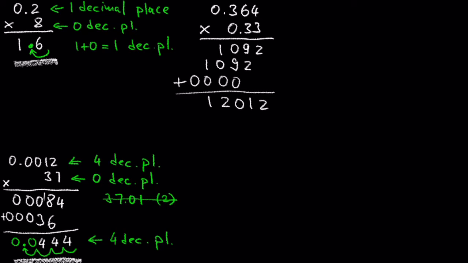0.364 has 3 decimal places after the decimal point, and 0.33 has 2 decimal places after the decimal point. So in total we have 5 decimal places. Let's count 5 decimal places to get our answer for this problem. 1, 2, 3, 4, 5.